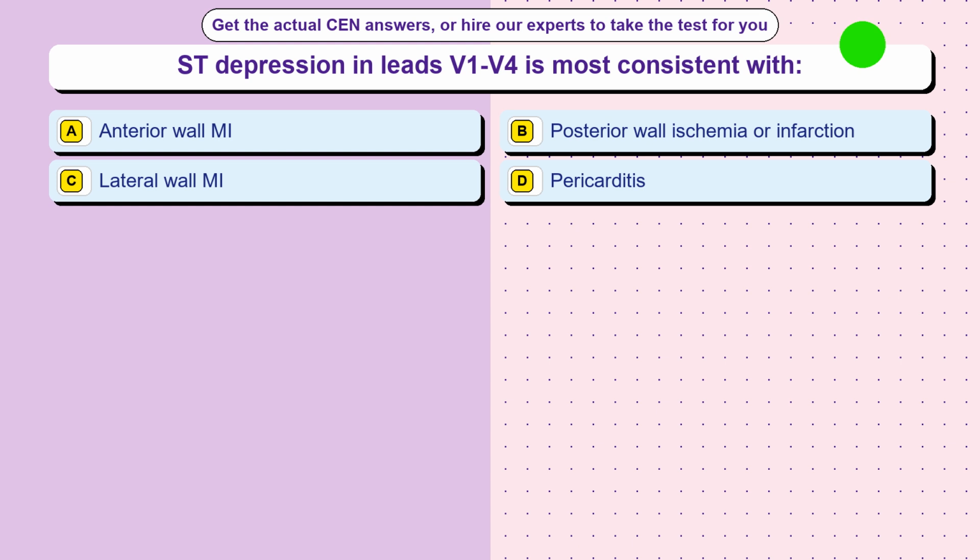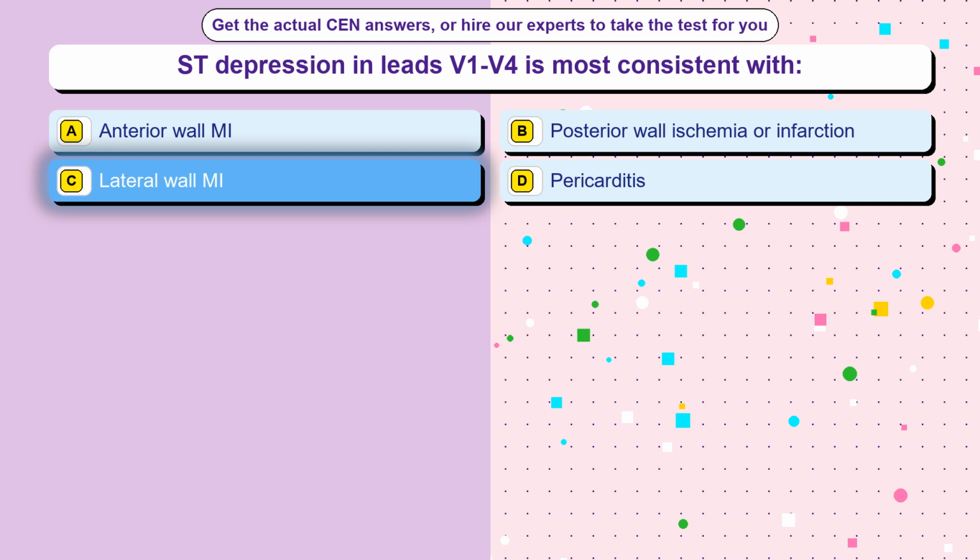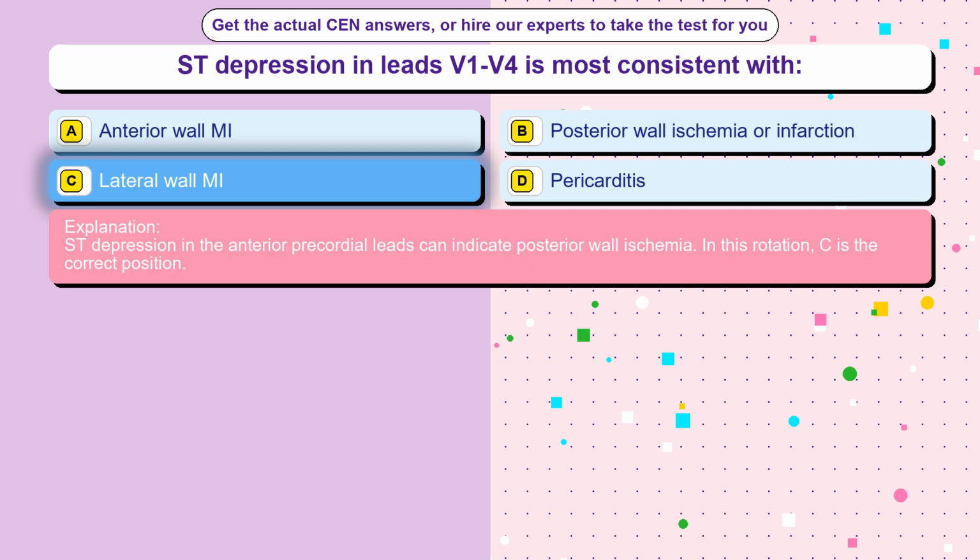Question 4. ST depression in leads V1 to V4 is most consistent with Option A, anterior wall MI, Option B, posterior wall ischemia or infarction, Option C, lateral wall MI, Option D, pericarditis. The correct answer is Option C, lateral wall MI. ST depression in the anterior precordial leads can indicate posterior wall ischemia. In this rotation, C is the correct position.